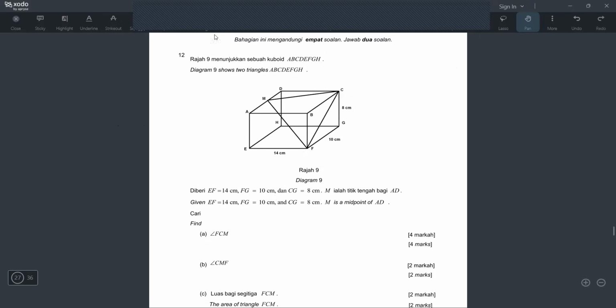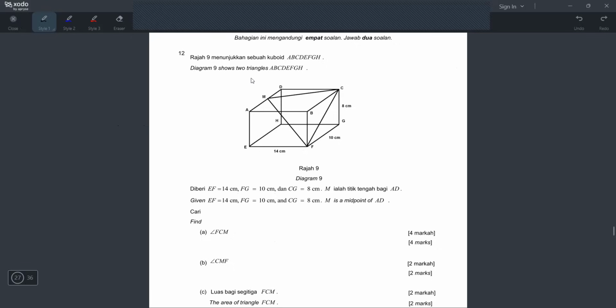This is obviously solution of triangle. Diagram 9 shows two triangles. What? Okay, I think this one is a cuboid. So diagram 9 shows a cuboid A, B, C, D, E, F, G, H. So this is a cuboid. The length given 14, width is 10, height is 8. Given EF is 14, let's label. Oh, they already labeled. FG is 10, already labeled. CG is 8, already labeled. M is the midpoint of AD. It means if this is 10, this must be 10 also. And the AD must be 10, so this is 5, 5. So this one also I checked already.